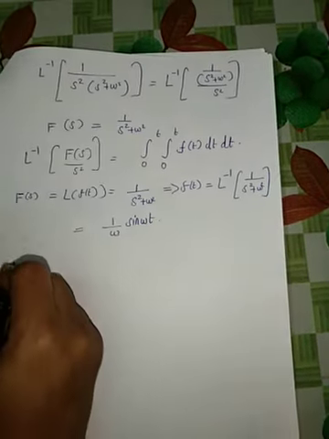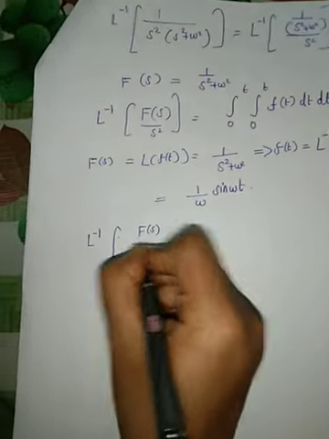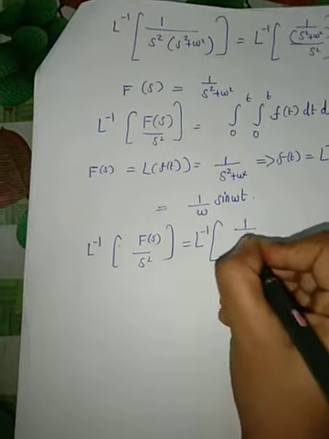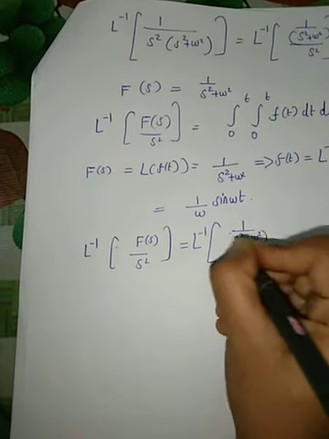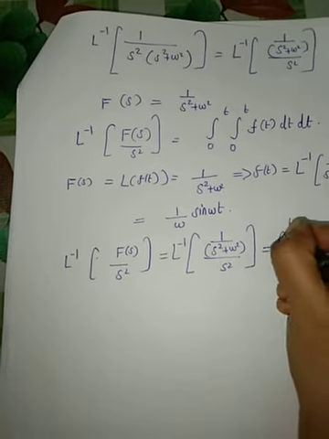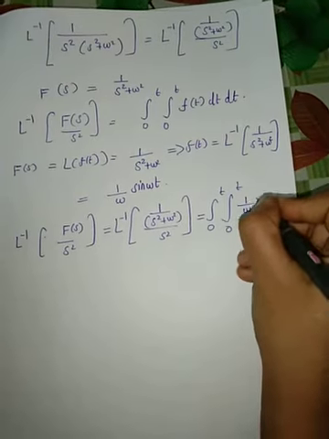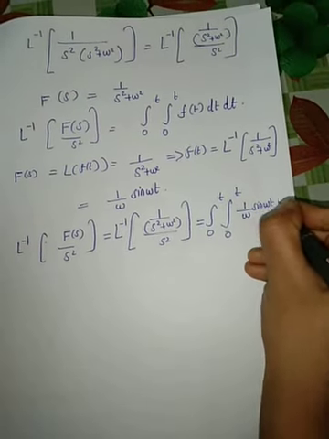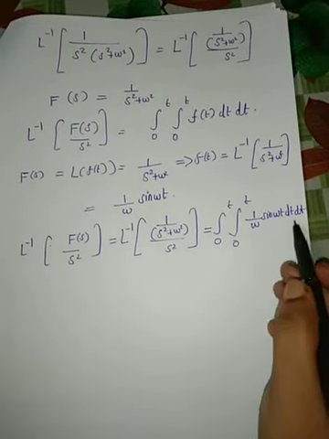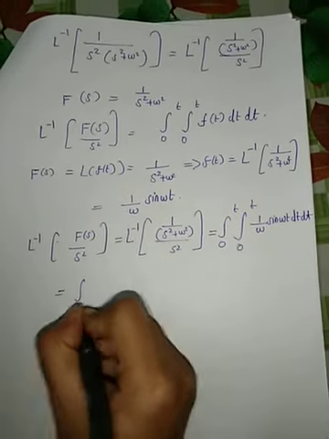So L inverse of f of s by s square is equal to L inverse of 1 by s square plus w square divided by s square, that is equal to integral 0 to t, integral 0 to t, of f of t, which is 1 by w sin wt, dt dt. In the general formula it is tau, we can use t also. So that is equal to integral 0 to t.